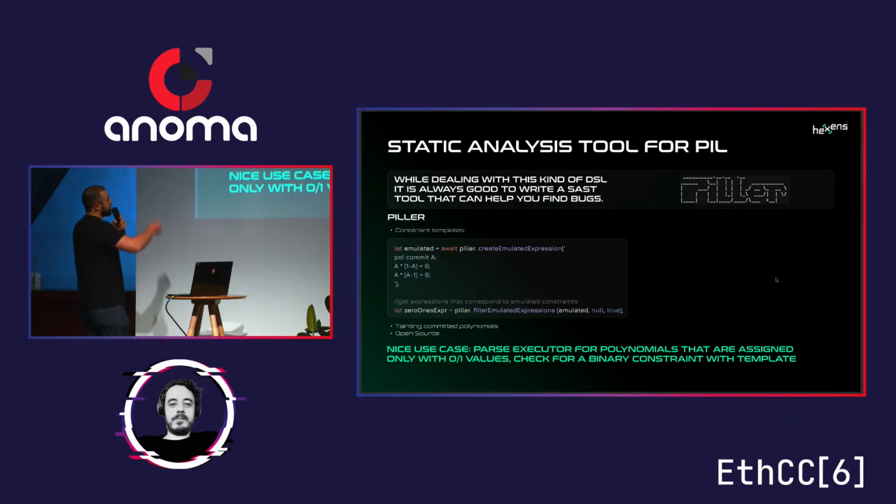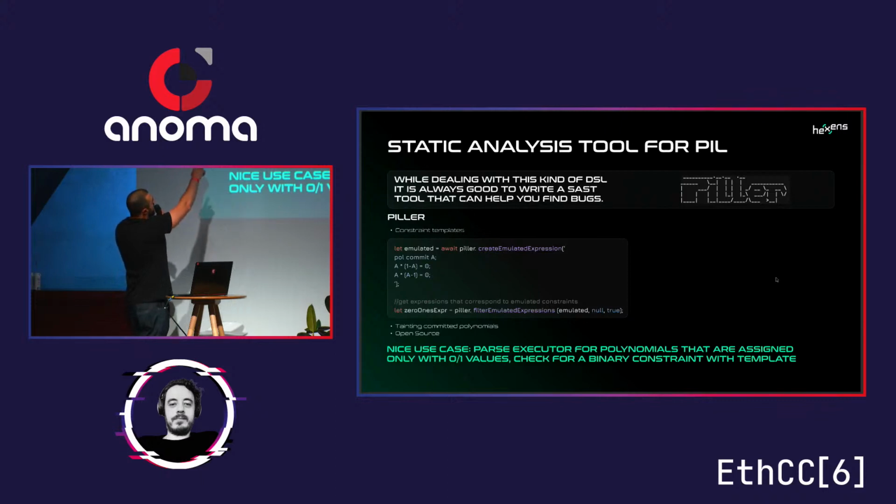The first one is the constraint templates. You can write a template of constraints you want to find or to exclude. You can see in the example, you just write the PIL, like there is one polynomial a multiplied by 1 minus a equals 0, and the template engine will find all the constraints that look like this.